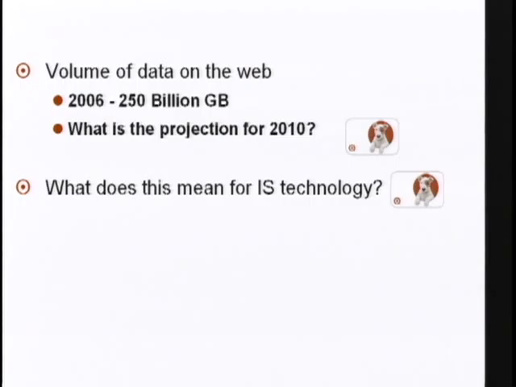Volume of data on the web. In 2006, it was 250 billion gigabytes. Can someone make a guess on what the projected number for 2010 is? Make a guess. I'll guide you in the right direction. Throw any number. Up. Higher. 1 trillion? Yes, you are pretty close. So in just a matter of 4 years, the amount of data will quadruple on the web.